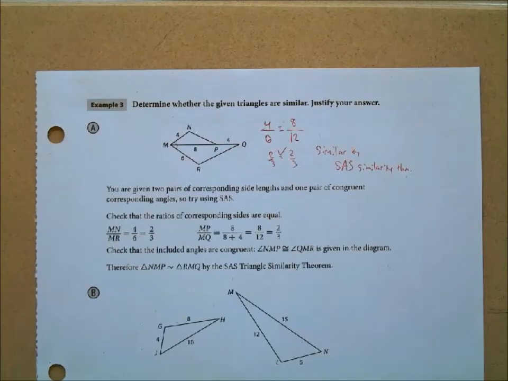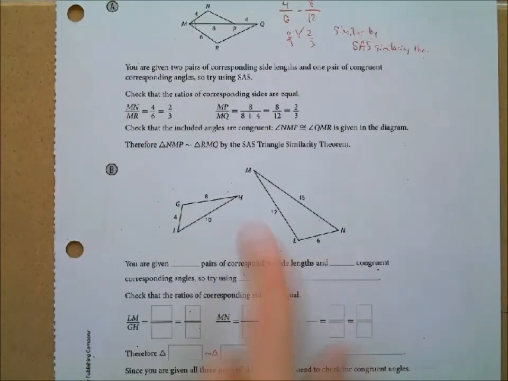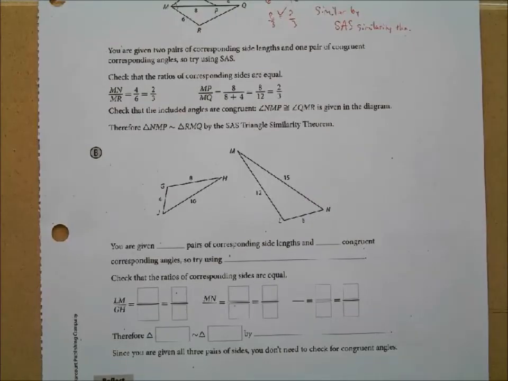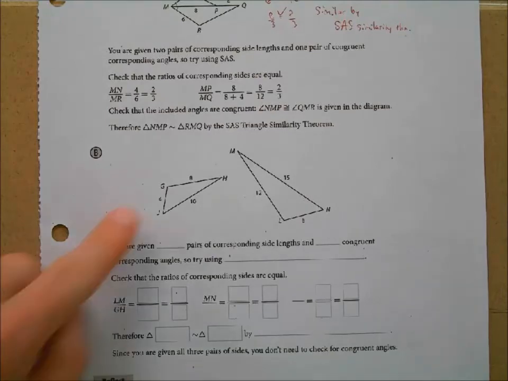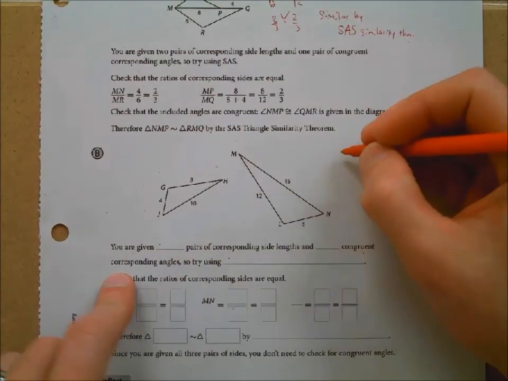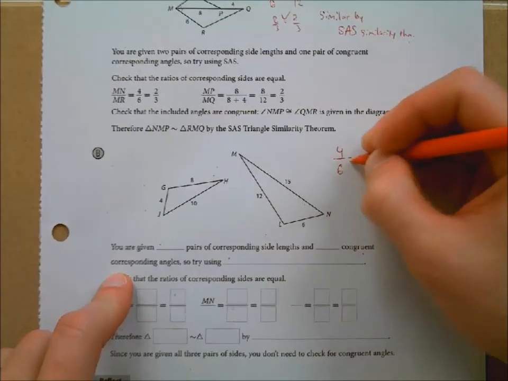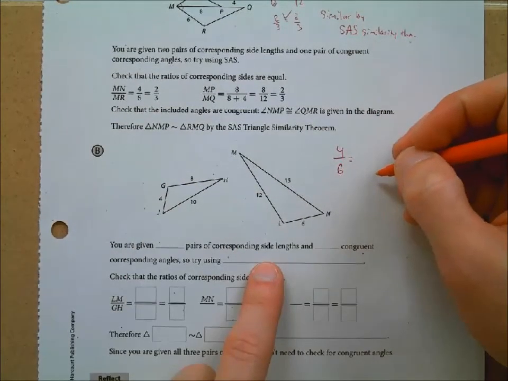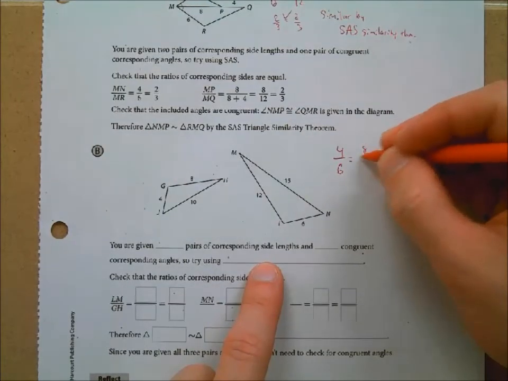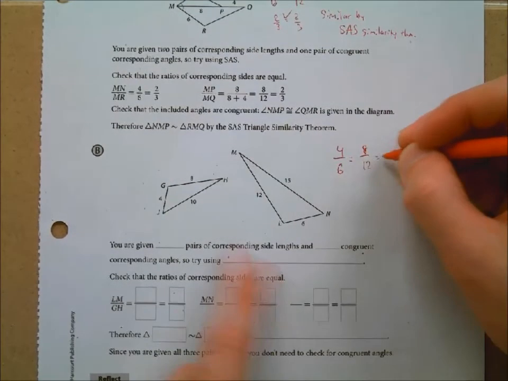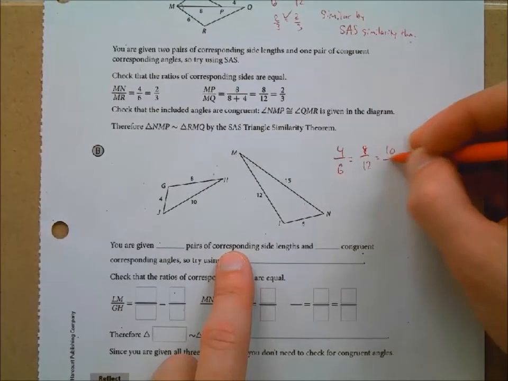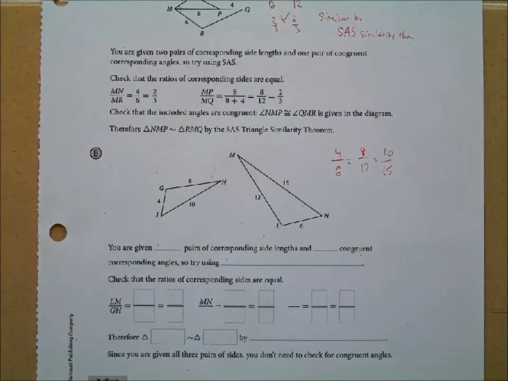All right. Letter B. What potential similarity theorem are we going to use here? Side. Okay. What's the 4 going to match to in this bigger triangle? Okay. What's the 8 going to match to? The 12. And what's the 10 going to match to? The 15.